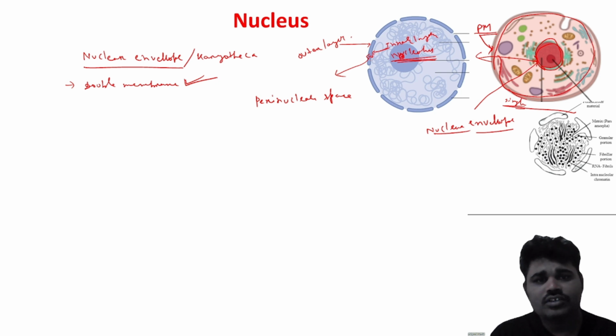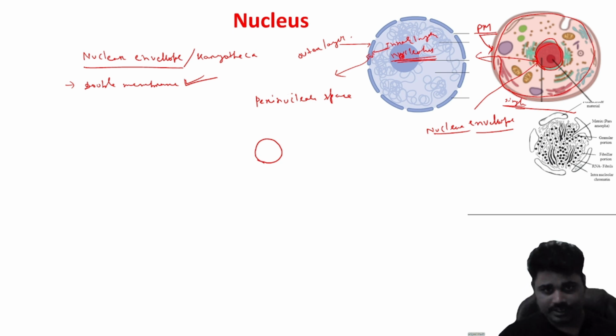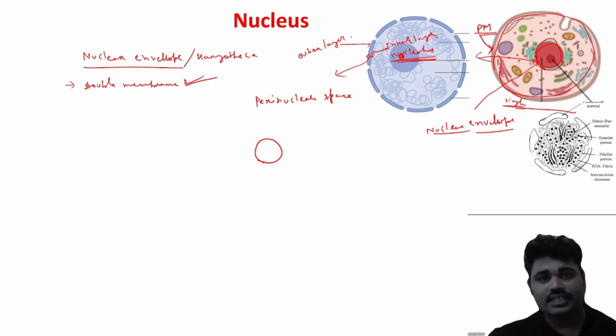This layer is not continuous. Like in the cell membrane, let's suppose this is the cell, and this is the cell membrane. It is continuous, but this membrane is not continuous. That means there are some gaps in some areas, and this gap, a pore-like structure, is called the nuclear pore.